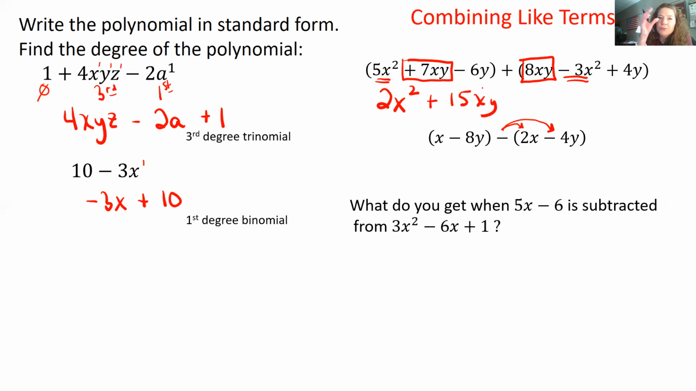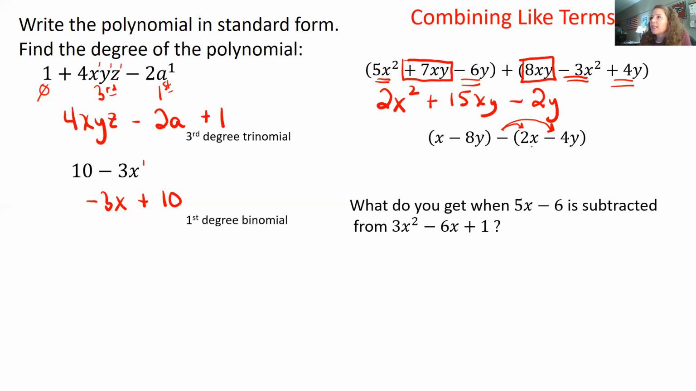We don't add or multiply or anything our exponents, that just makes them like terms. So we just bring over those exponents and those variables exactly the way we see them. And then finally, we have -6y plus 4y. So -6y plus 4y is -2y. And that's the final answer.